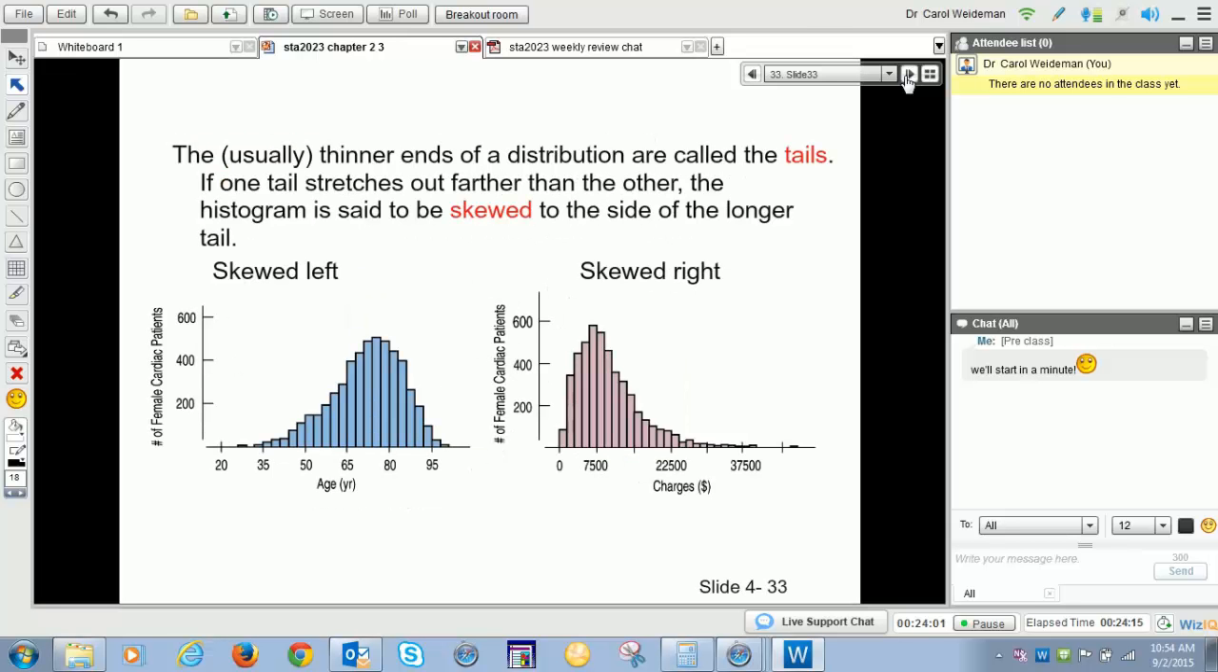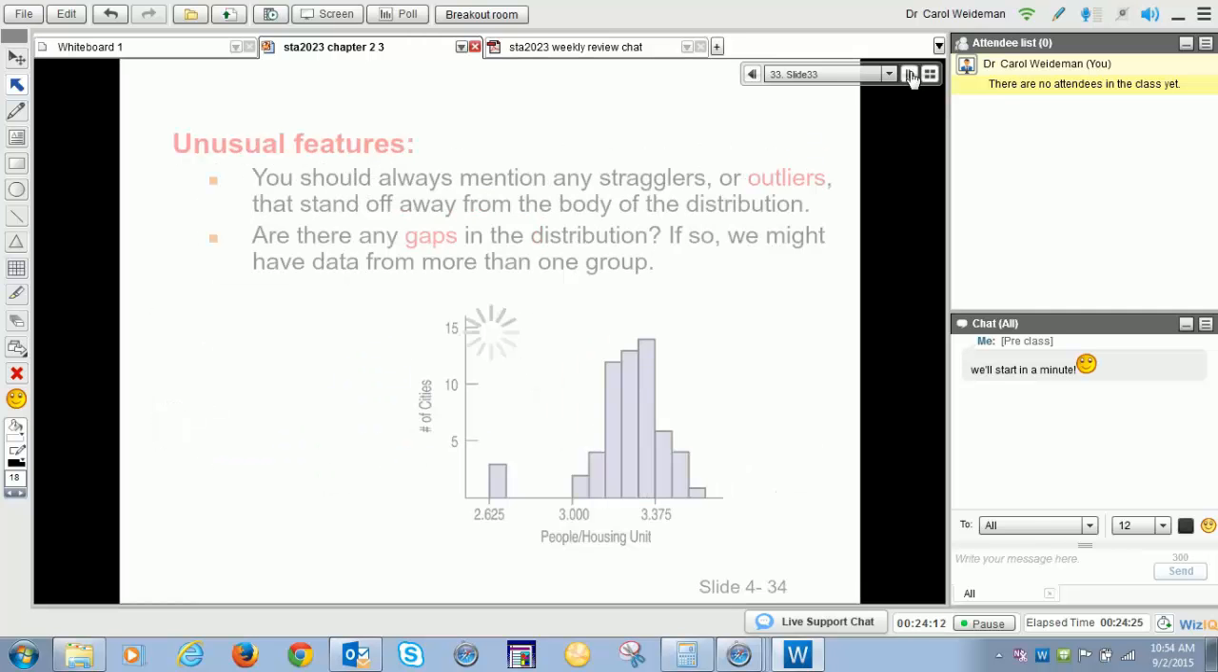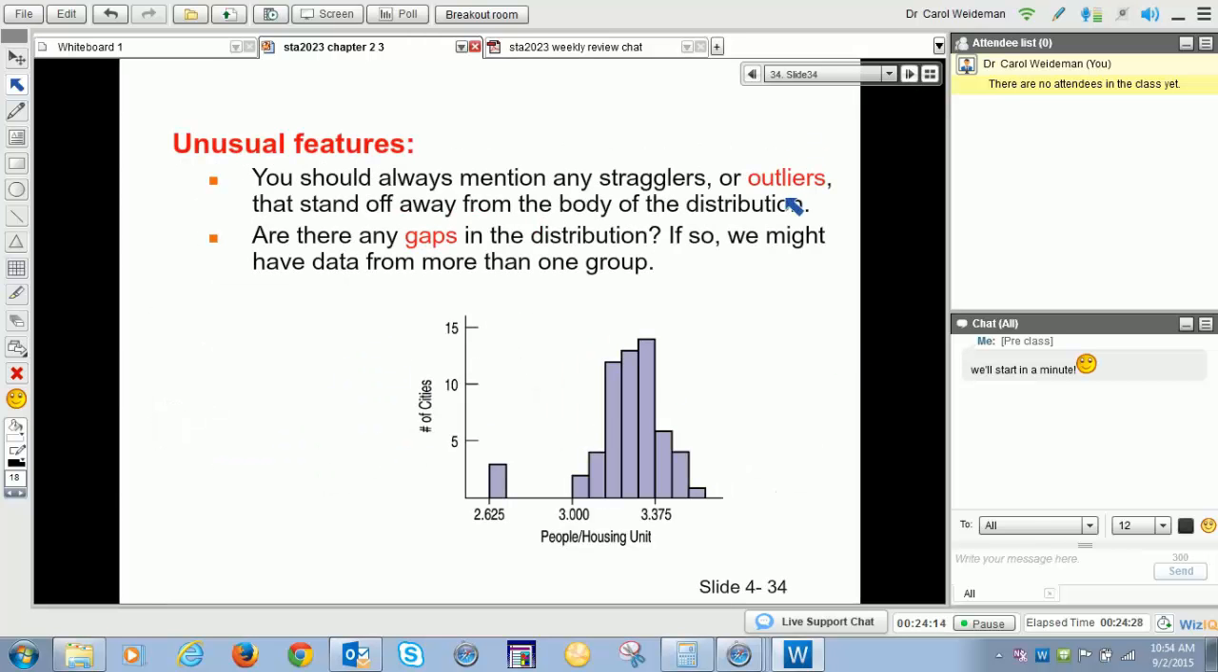So it may not be symmetric. It may be what we call skewed, where it has a long tail on one side. So this one here is called skewed left, skewed right. Unusual features: you want to talk about whether you see outliers, whether you see gaps in the data.